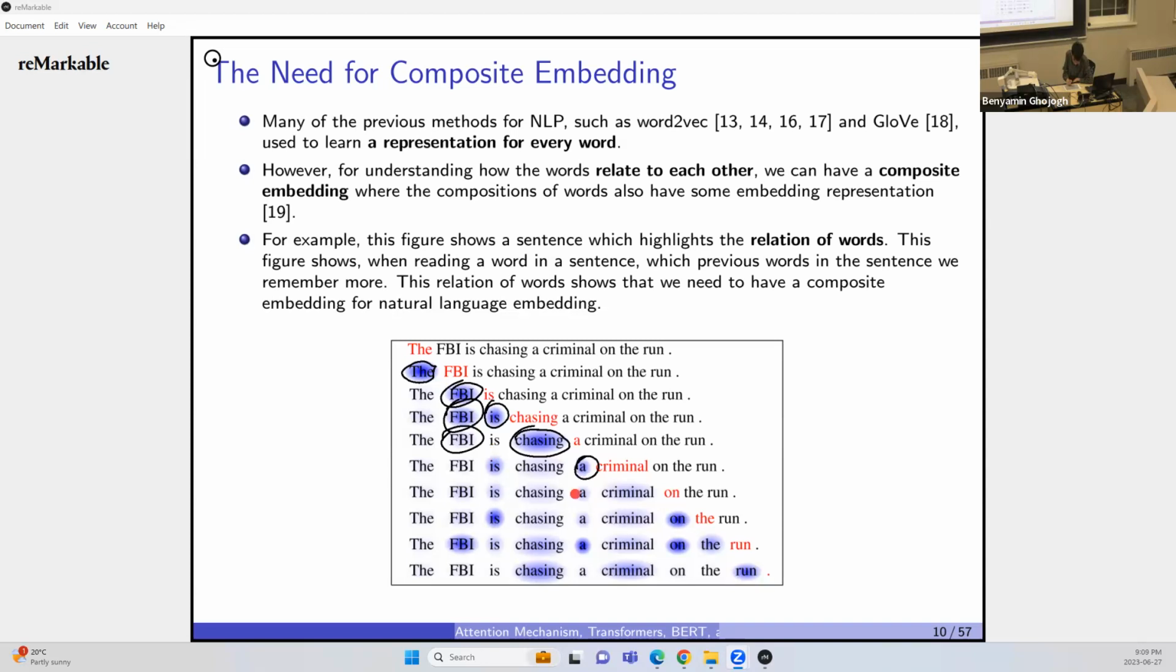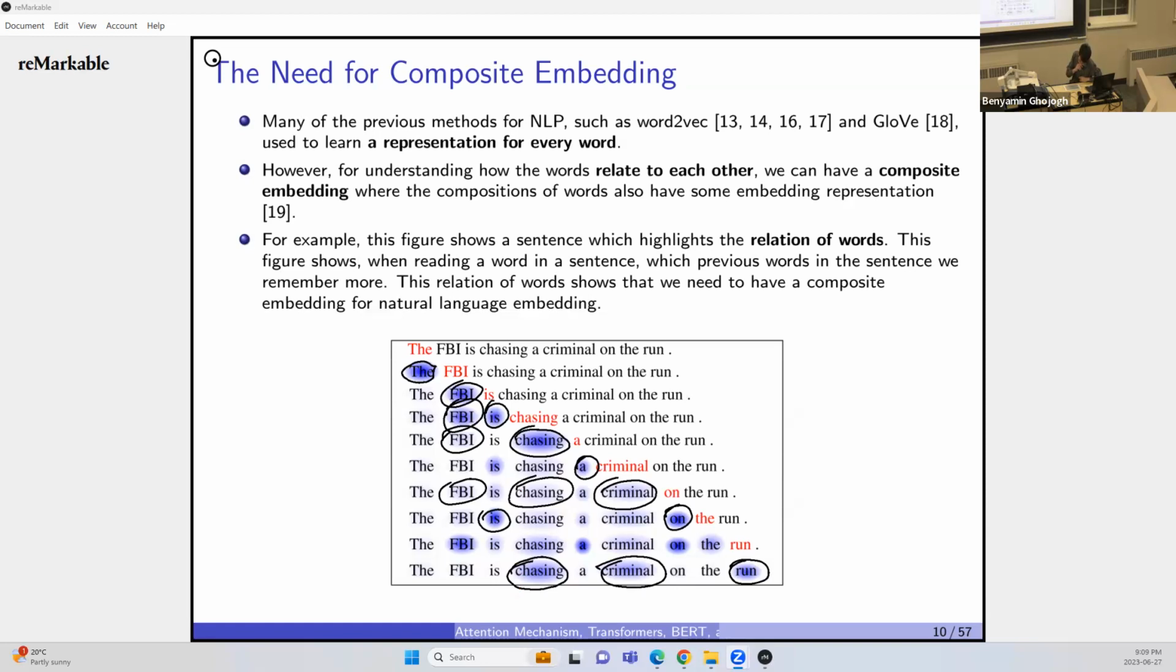Then we go to "a", not an important word. Then we go to criminal. Criminal is important for both chasing and FBI. We go to "on", which attends to "is", and it doesn't matter here. Then we go to run. Run attends to chasing and criminal. So I think you know what I'm talking about: the words relate to each other.